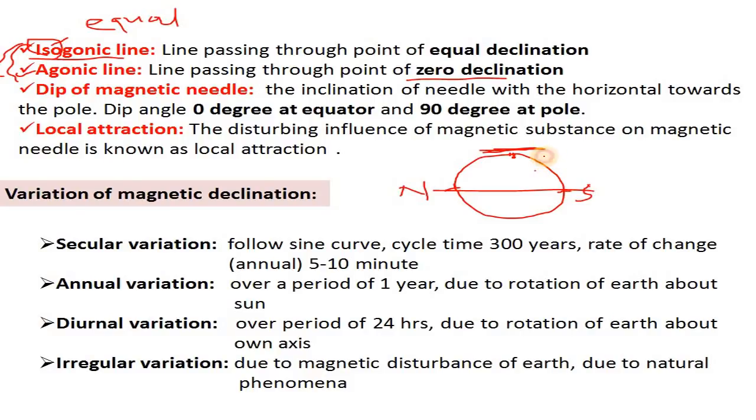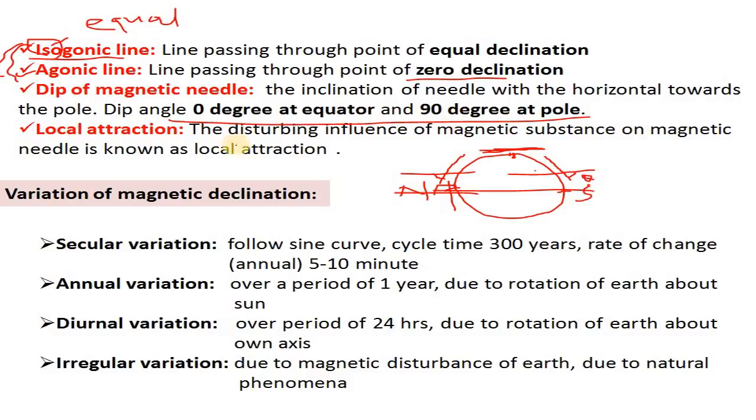If you suspend the needle here, it will show the direction like this, because this is the meridian of this line. What is the horizontal line, the horizontal axis? At this line, the needle makes an angle from the horizontal, this theta. This is the dip angle: the inclination of the needle with the horizontal towards the pole. If you go here, this is towards the pole, and this inclination from the horizontal is the dip. If you go to the equator, the needle will remain horizontal. That's why the dip angle at the equator is 0 degree, and the dip angle at the pole will be maximum, 90 degree with the horizontal. So remember this, dip angle is 0 degree at the equator and 90 degree at the pole.